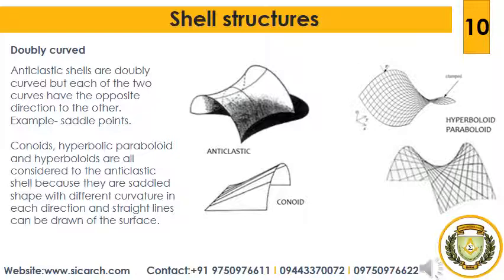So these non-developable surfaces are mainly classified as synclastic and anticlastic shells. The synclastic shells are doubly curved and have a similar curvature in each direction. An example is domes. A dome is a good example of a synclastic shell. It is doubly curved and can be formed by rotating a curved line around an axis.